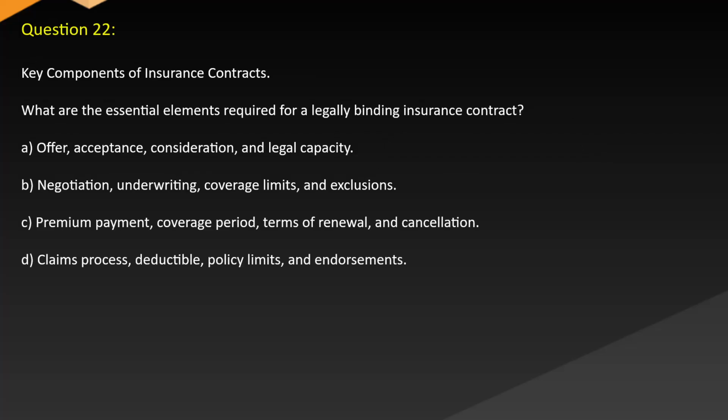Question 22. Key components of insurance contracts. What are the essential elements required for a legally binding insurance contract? A. Offer, acceptance, consideration, and legal capacity. B. Negotiation, underwriting, coverage limits and exclusions. C. Premium payment, coverage period, terms of renewal and cancellation. D. Claims process, deductible, policy limits, and endorsements.